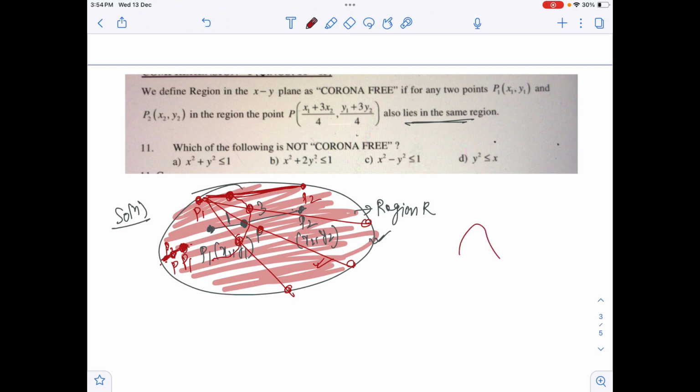What about region? Let's say if something like this is there. Okay, now can we think? Let's say if you have point P and Q, so of course the point R which divides it in 2 is to 1 is corona free.